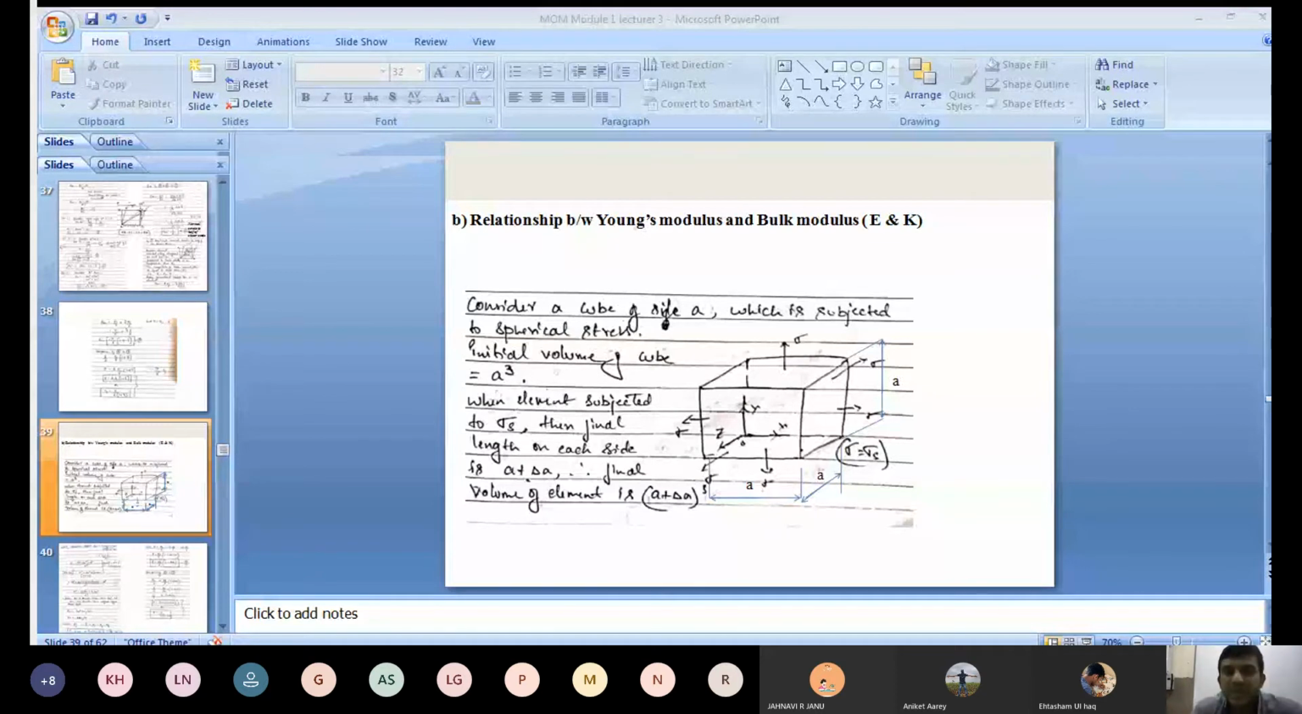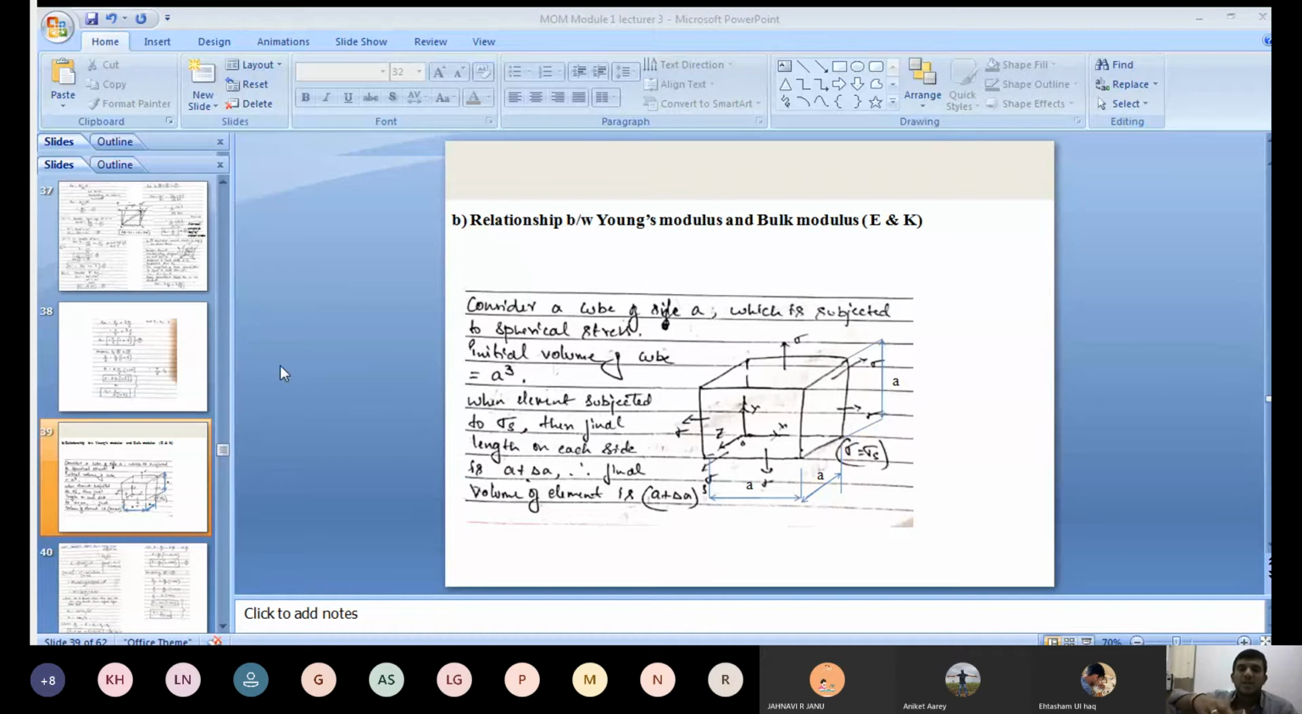Now here, the relationship between Young's modulus and bulk modulus. Again we will consider a cube. See that cube here in the figure of size A in length, width also A, height also A. All sides of the cube are the same. Initial volume of the cube is A into A into A, A cube. Consider a cube of side A which is subjected to spherical stresses.